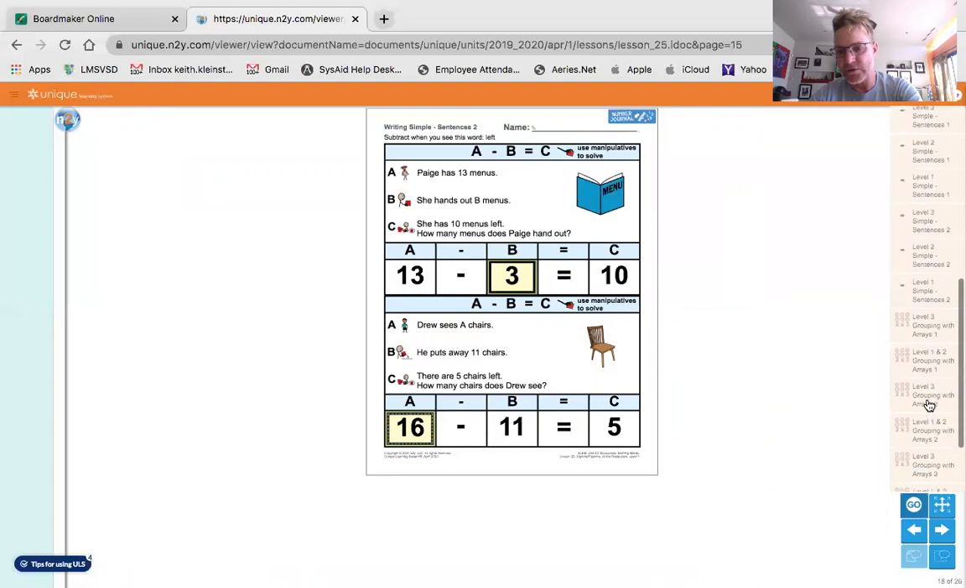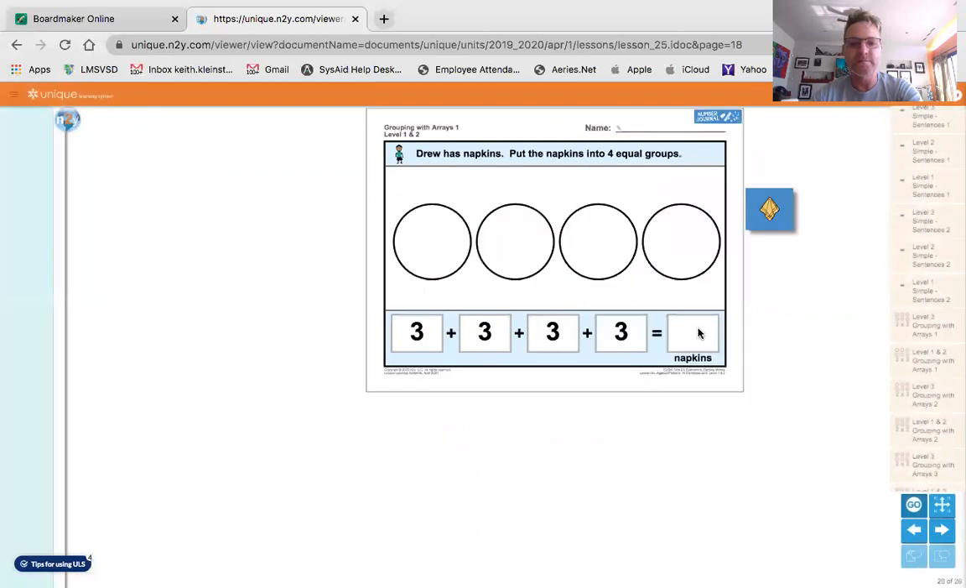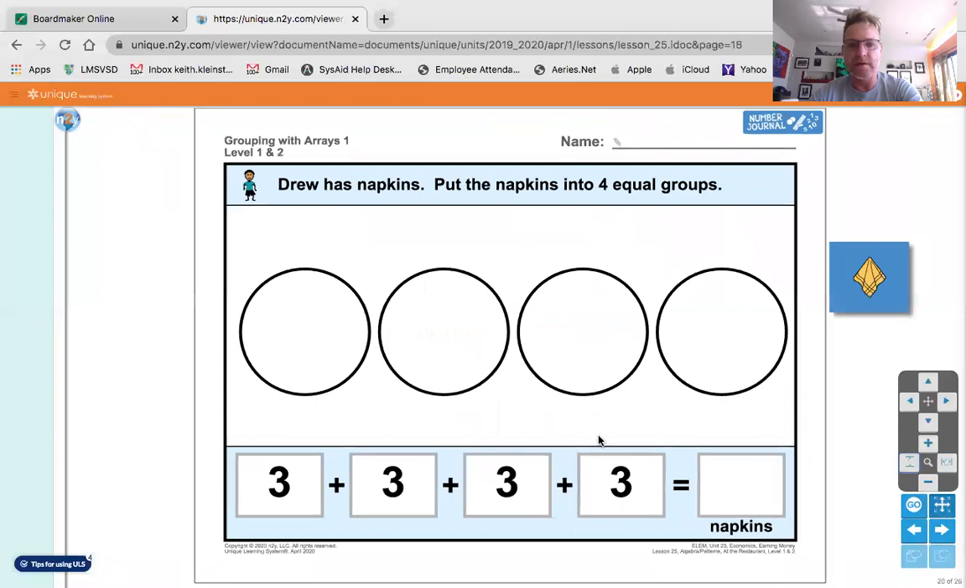Okay, now we're going to go to this level 1 and 2. Let's make this a little bit bigger. Make it a little bit smaller too. There we go. That's about the right size. Drew has napkins. Put the napkins into 4 equal groups. Okay, we're gonna put the napkins into 4 equal groups.